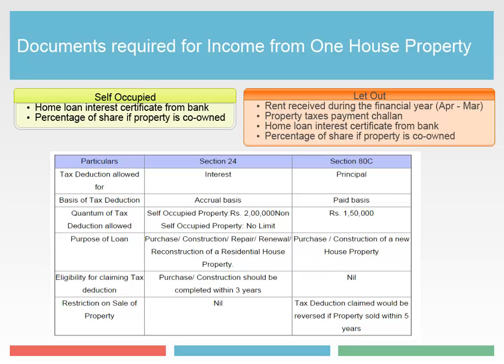Let's see the documents required for house property. For one property, income depends on whether the house is self-occupied or let out and whether it has been taken on loan or not. If one property is self-occupied and is taken on loan, then you need the home loan interest certificate from your bank and the percentage of share if the property is co-owned. If let out, then you need rent received during the financial year and the property tax payment challan, along with documents for the home loan. Tax deduction for home loan is under Section 24, 80C and 80E.